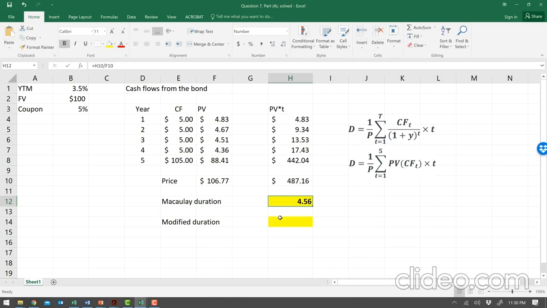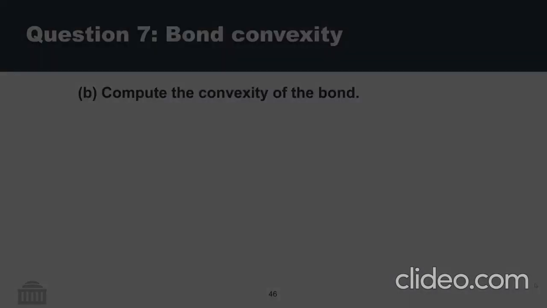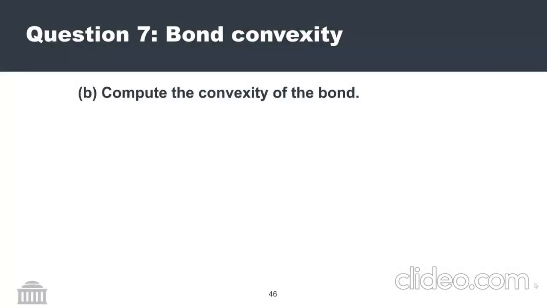And finally, the modified duration is just the Macaulay duration divided by 1 plus the current yield. So the answer here would be that the modified duration is 4.41. Let's compute convexity of this bond.